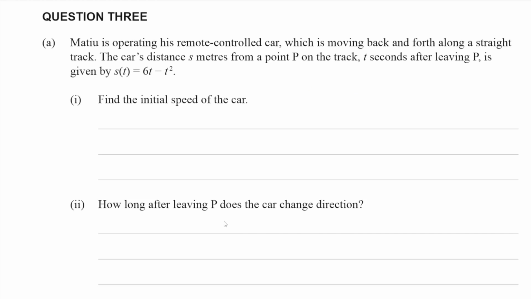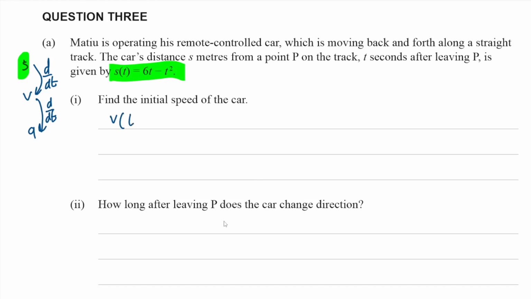Question 1: find the initial speed of the car. A reminder to relate displacement, velocity and acceleration. Velocity is the rate of change of distance, and acceleration is the rate of change of speed. So we are given the displacement, the distance s meters, and we are asked to find initial speed. So we're going to need to work out the speed equation.